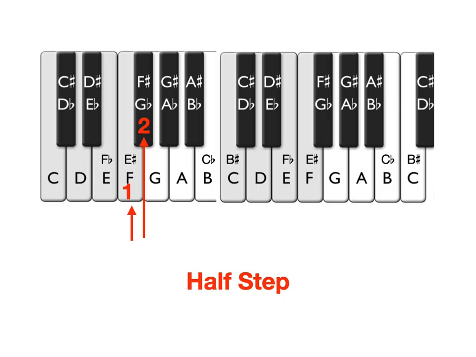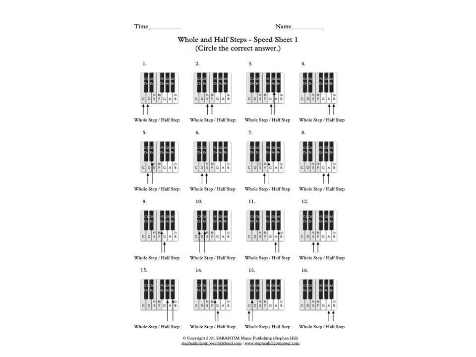So the lesson is pretty short today, and your worksheet is to just circle the answer. So the 2 arrows are pointing to either a whole step or a half step. You're either going to circle whole step or half step based on where the arrows are pointing. And there's a second sheet, so you have 2 of them.